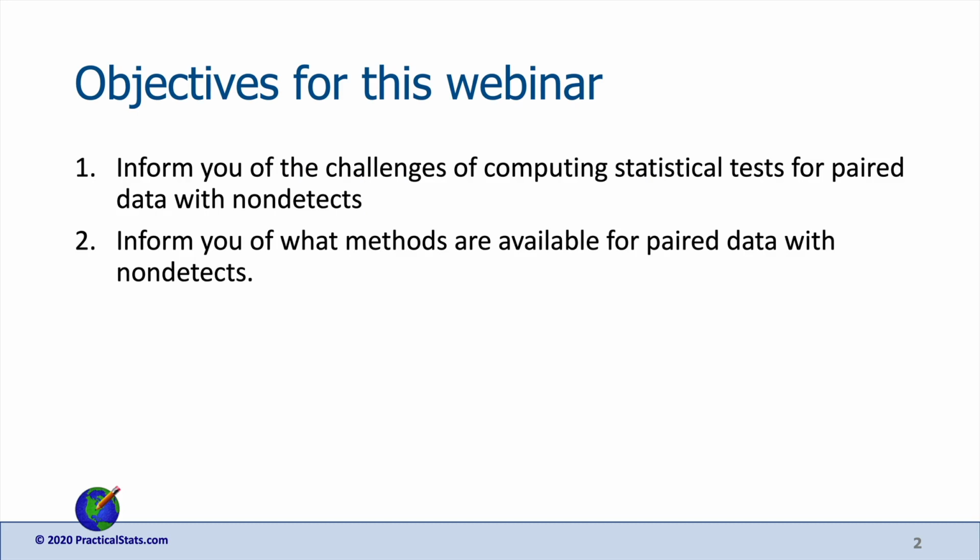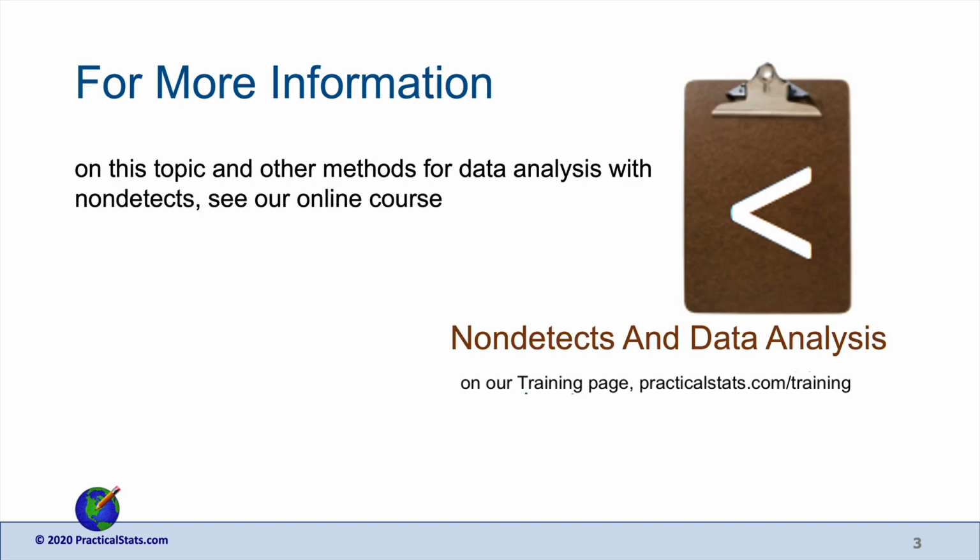The objectives for today are to inform you of the challenges of computing tests like this, tests for paired data when there are Nondetects, and inform you what methods are available for these types of tests. And there are methods available. If you'd like more information, there is much more information in our course on handling Nondetects called Nondetects and Data Analysis at this same site, practicalstats.com.